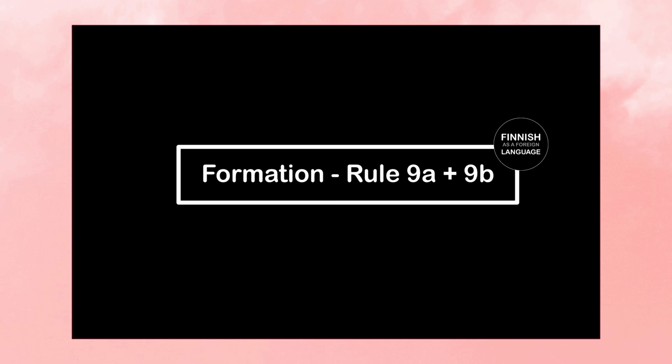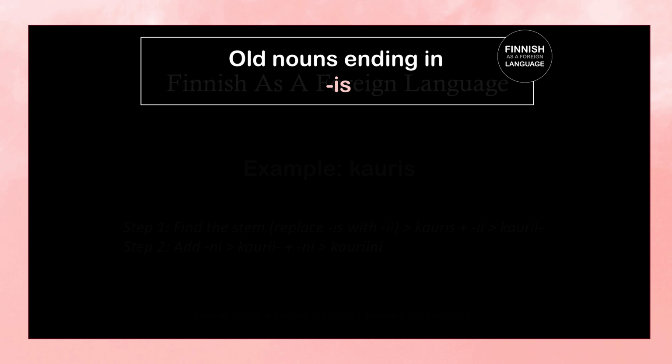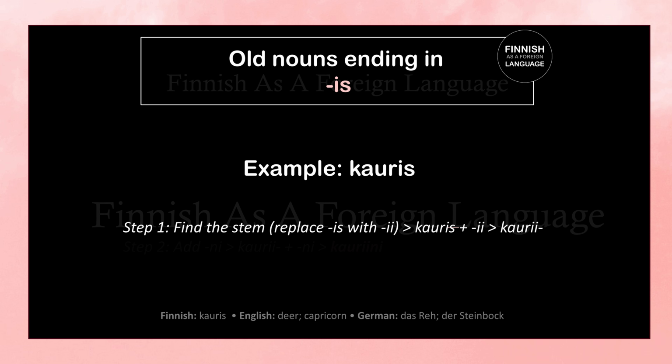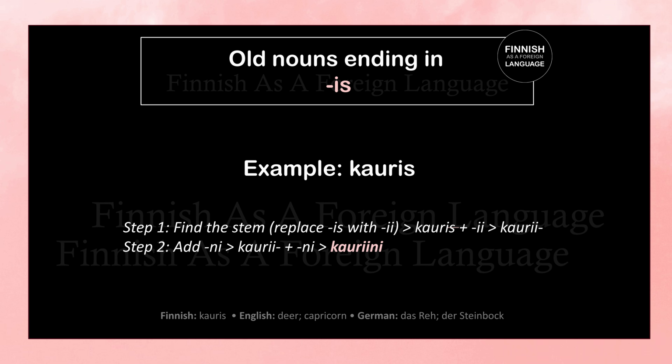Next one, rule number 9a and 9b. Here we have 2 rules. Let's focus on rule number 9a, old nouns ending in -is. For example, kauris means Capricorn. So here in the first step, again, we want to find the stem, which we receive by replacing -is with a double I. So Kauris changes to Kaurii. This is our stem, and then in the second step, we add as always the possessive suffix to it. So we get Kaurii plus ni, and we receive Kauriini, which means my Capricorn.